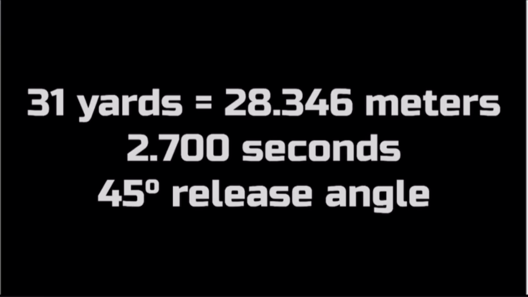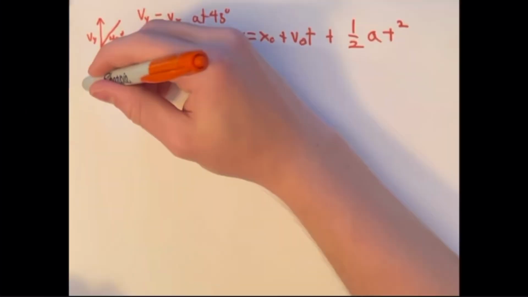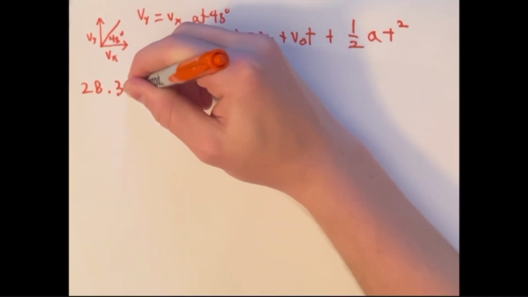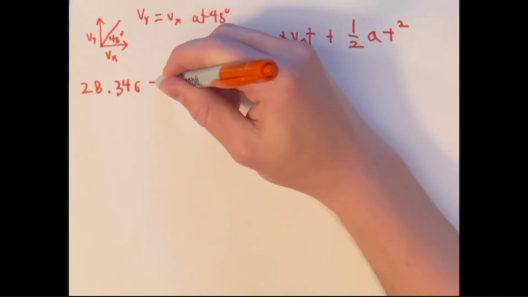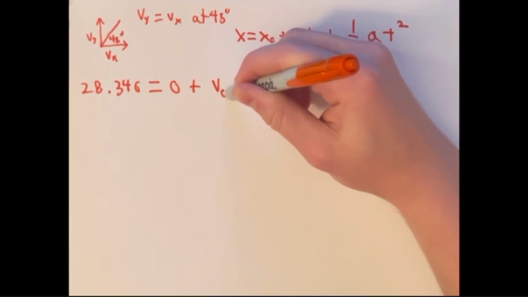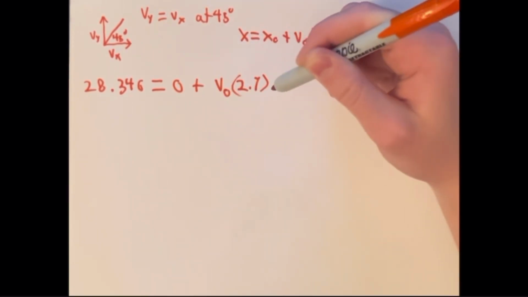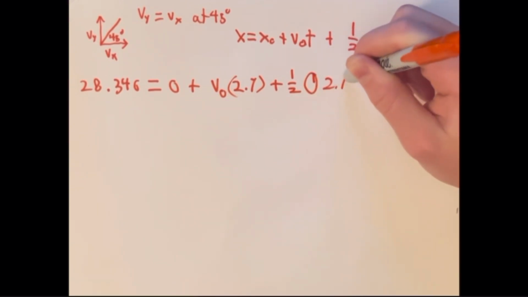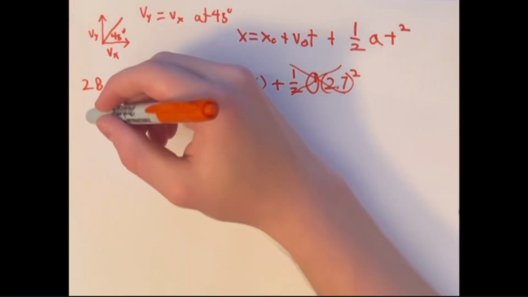This is the data for that throw, including the yards converted into meters. First, we're calculating the initial velocity of our throw that went 28.346 meters. Since the throw was made at a 45-degree angle, the x component and y component of the velocity are equal. This means I only need to solve for the x component to find our initial velocity.